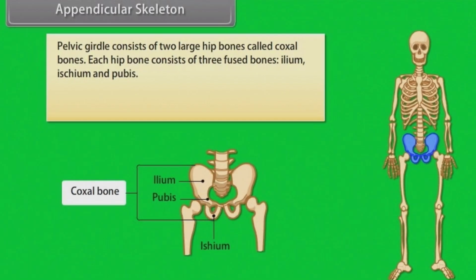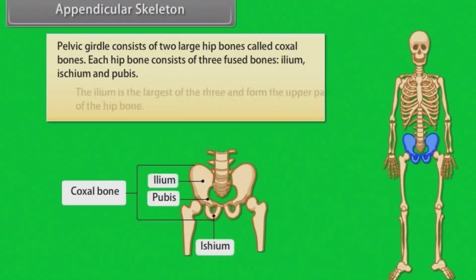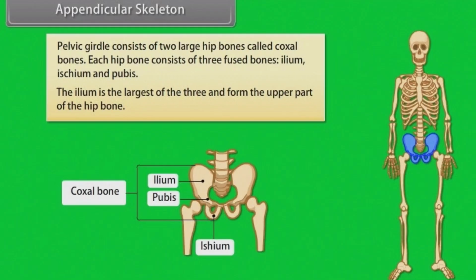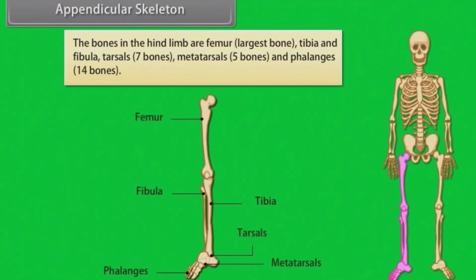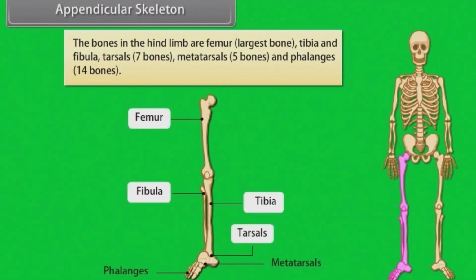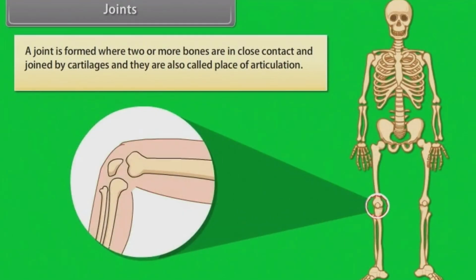Pelvic girdle consists of 2 large hip bones called coxal bones. Each hip bone consists of 3 fused bones, ilium, ischium, and pubis. The ilium is the largest of the 3 and forms the upper part of the hip bone. The bones in the hind limb are femur, the largest bone, tibia and fibula, tarsals, 7 bones, metatarsals, 5 bones, and phalanges, 14 bones.